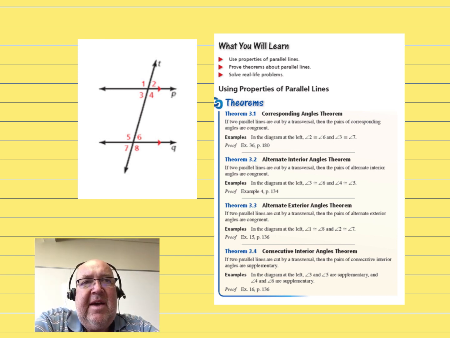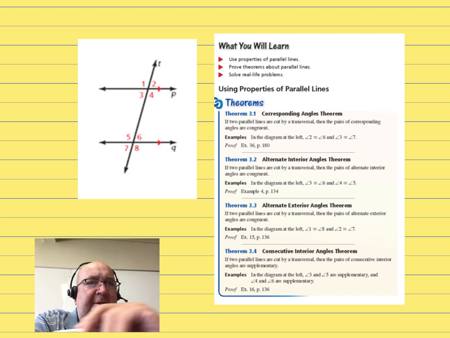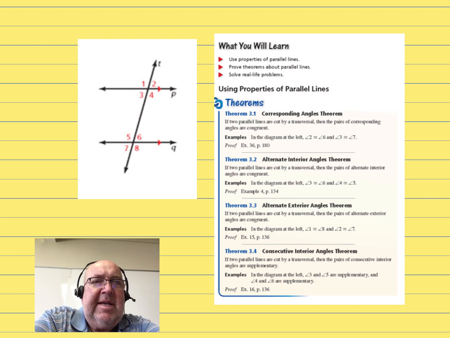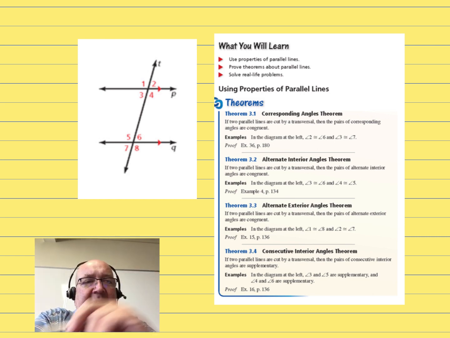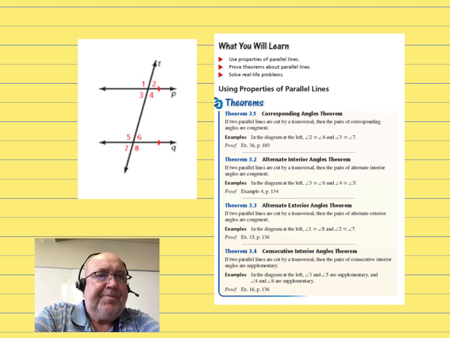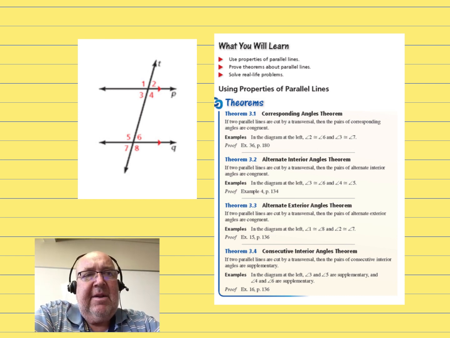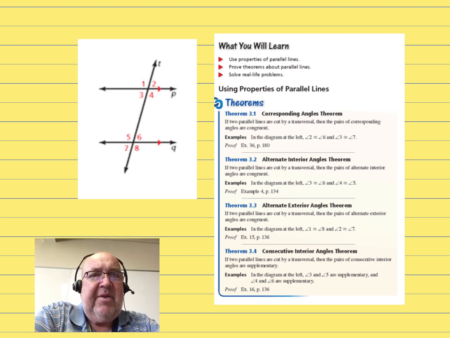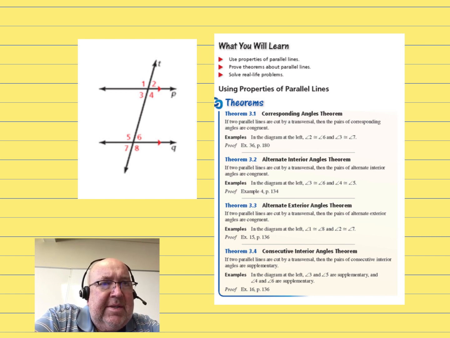So in other words, angle 7 and angle 3 are congruent, angle 8 and angle 4, angle 6 and angle 2, angle 5 and angle 1. All of those would have the same measure or be congruent. Alternate interior angles are also congruent. So angle 3 and angle 6 have the same measure, angle 5 and angle 4 have the same measure. Alternate exterior angles, which are angles 1 and 8 and angles 7 and 2, are also congruent.